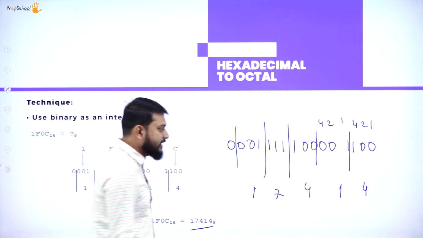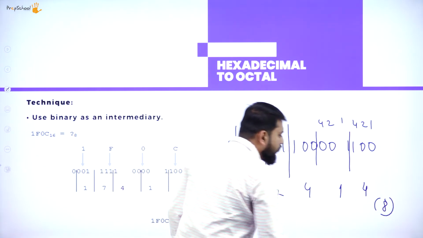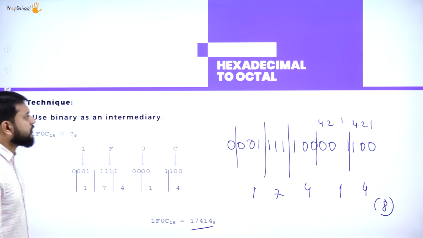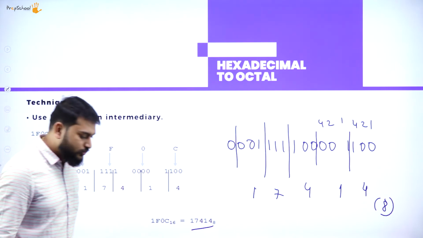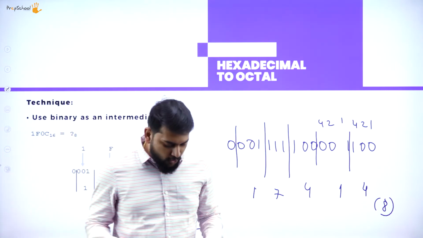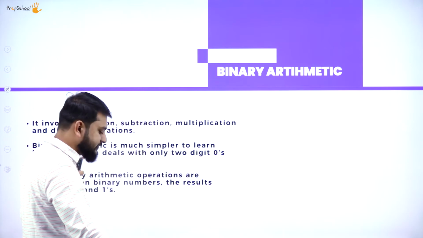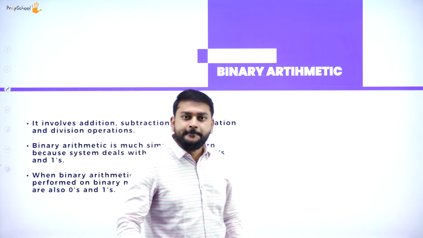17414 to the base 8. So this is how you will be converting. This is how you will be converting hexadecimal to octal. So hope you understood these conversions, guys. So moving on to the next one.